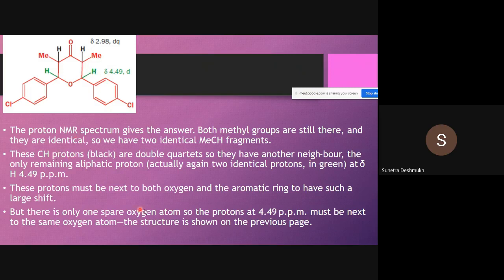So the proton must be next to both oxygen and the aromatic ring to have such a large shift. But there is only one spare oxygen atom, so the protons at 4.49 must be next to the same oxygen atom.